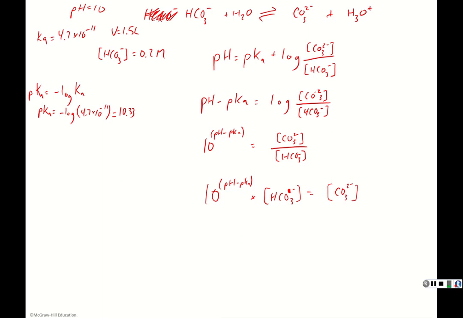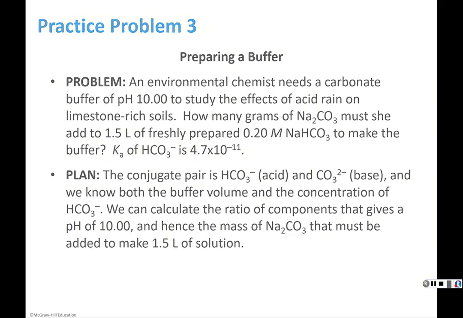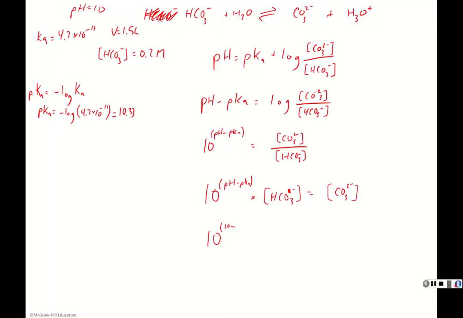So we can plug all those values in. So 10 to the 10 minus 10.33, multiplied by 0.2, and that's going to be 0.094 molar. Okay, so that's the concentration we would need to have of that conjugate base to give us a desired pH.